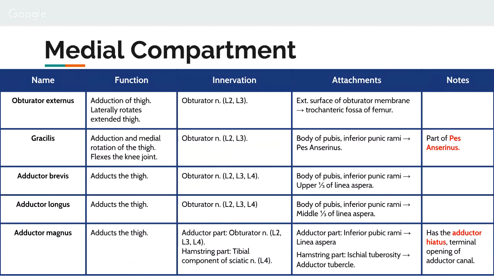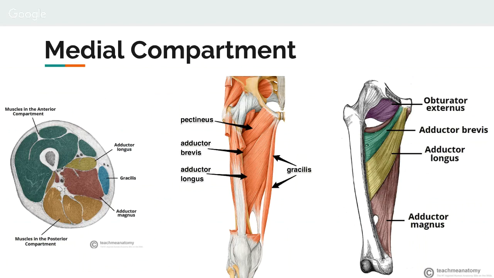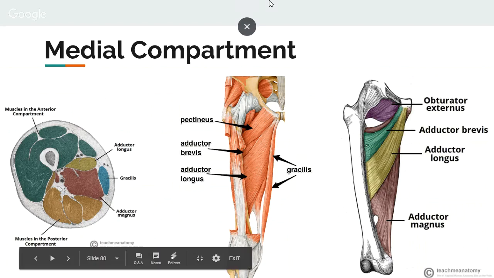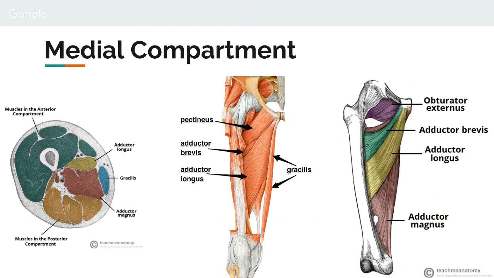Just know that they adduct the thigh and that obturator externus and gracilis have a bit more components to it. Also, this is from Teach Me Anatomy. It's super useful knowing that cross-section here. It marks out your anterior compartment muscles, your adductor compartment muscles, and your posterior compartment. It's just good to know where each muscle sits when doing questions.